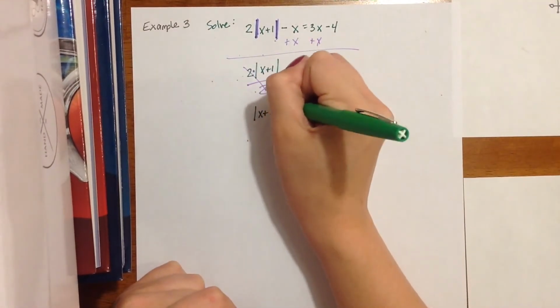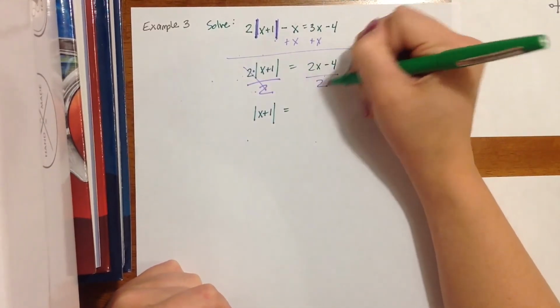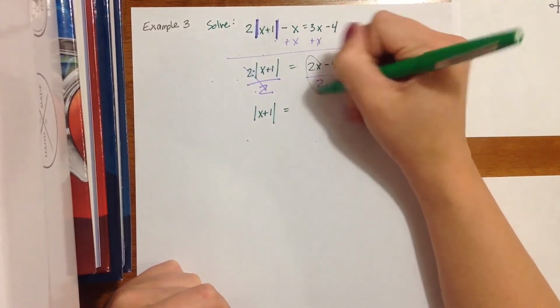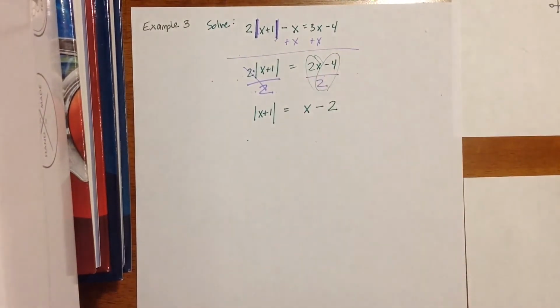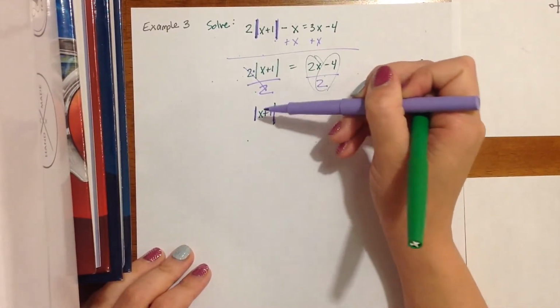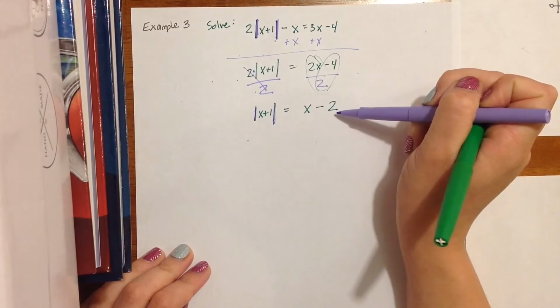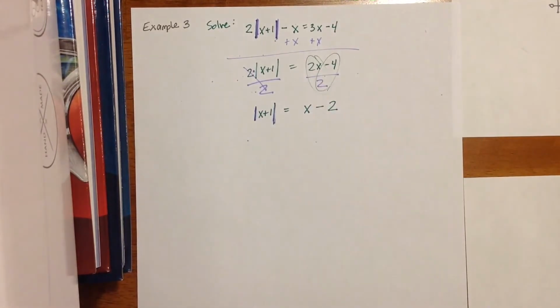Absolute value of x plus 1 equaling, don't forget over here I need to divide both terms separately by 2. So I'm going to get x minus 2. So now I'm at the point where I have my absolute value bars isolated. I can say whatever was on the inside could equal the positive version of x minus 2 or the negative version of x minus 2. Here's how we're going to split that apart.